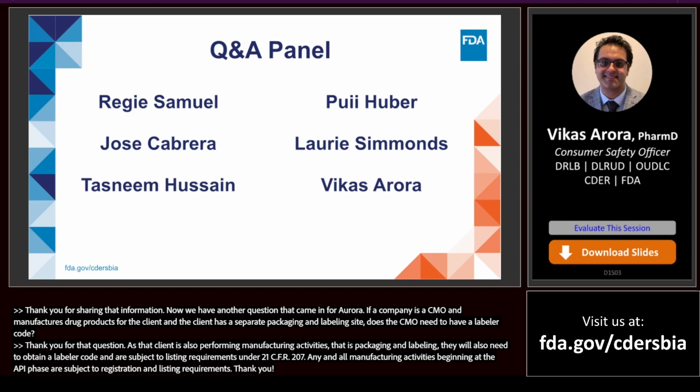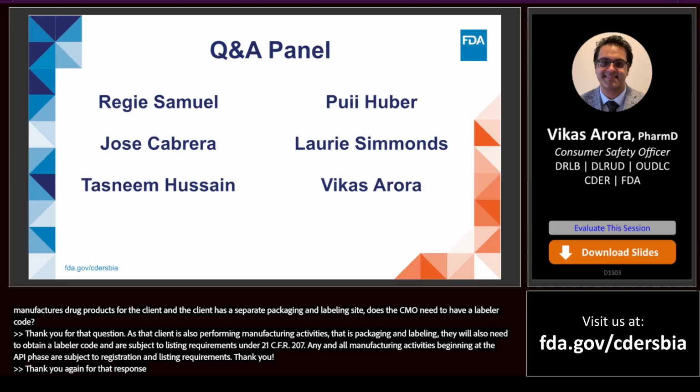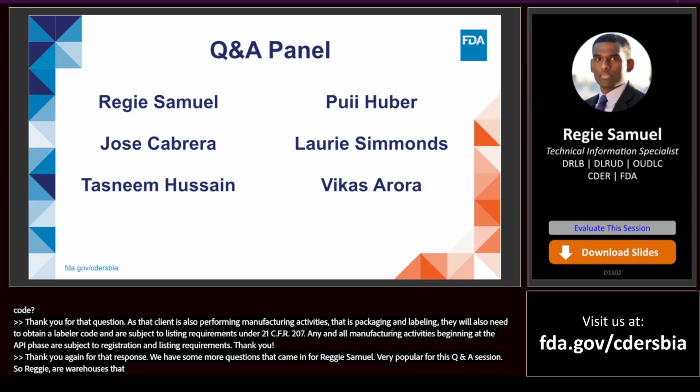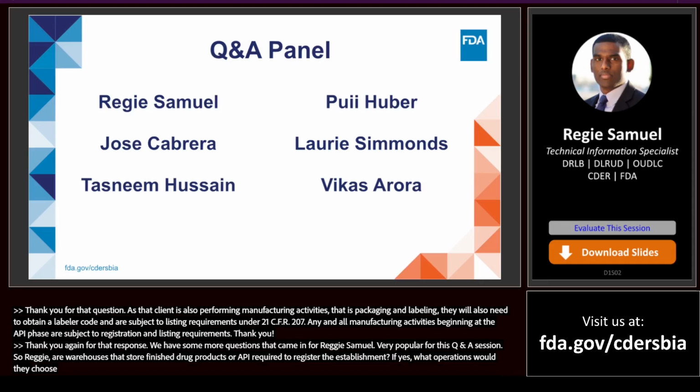And so we have some more questions that came in for Regie Samuel, very popular for this Q&A session. So Reggie, are warehouses that store finished drug products or API required to register the establishment? If yes, what operations would they choose if there is no analysis being performed of those materials?